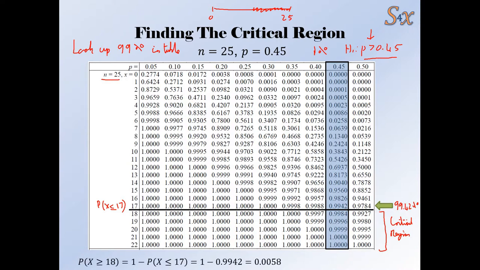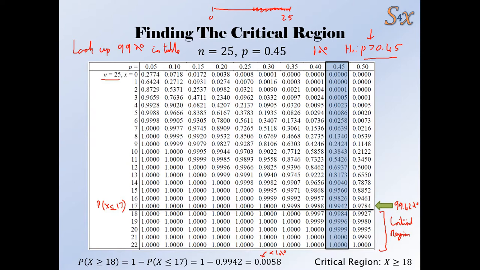Now, to do that, we need to flip the probability round. So we actually have 1 minus the probability x is less than or equal to 17 is 1 minus 0.9942, which gives us less than 1% as we required. So this is less than 1%, which was the significance level. Okay, so actually the critical region is x is larger than or equal to 18. This might seem a little bit complicated, and it is quite tricky to understand. The best way to think about it is that it's the area at the bottom here that's the critical region.